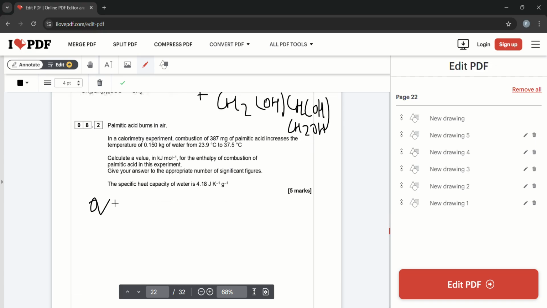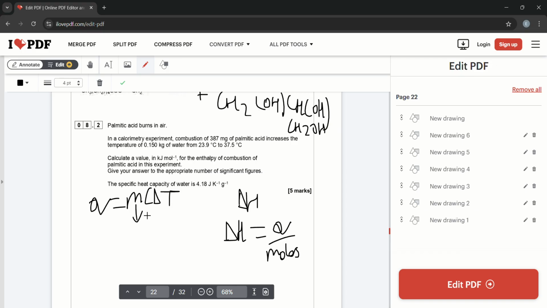8.2. Calculate value for enthalpy of combustion data in this acid. So first things first, we know Q equals MC delta T, and we want to find delta H. So we're going to use the equation delta H equals Q over moles, and we know moles is mass over mR, so it shouldn't be too much of a problem. However, for Q equals MC delta T, M is the mass of water, not the alcohol or not the palmitic acid, it's the mass of water.